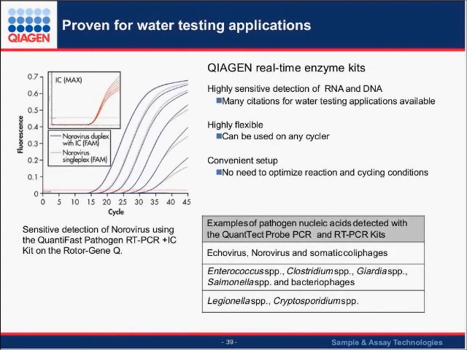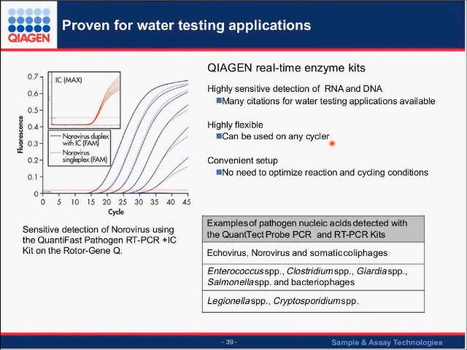For water testing applications, we have many citations available. If you go onto the website and look for environmental assays, you can see a large number of citations for different water testing applications that have been published using QIAGEN techniques. All of these things are very flexible. They can be used on any cycler. They can be used on a Rotor-Gene, but if you have other cyclers in your lab, you can use the QIAGEN protocols for that as well.